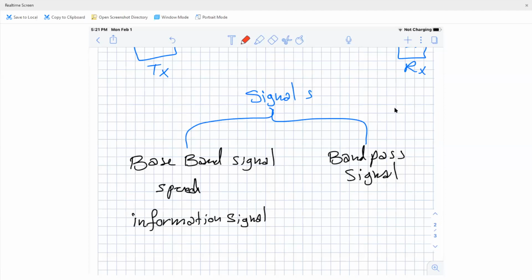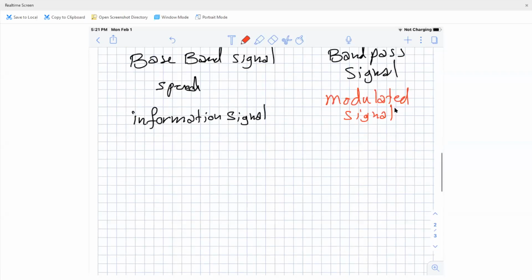Radio. Radio is a band pass signal. Any modulated signal is called what? It is called band pass signal. Take for example the AM signal, for simplicity.